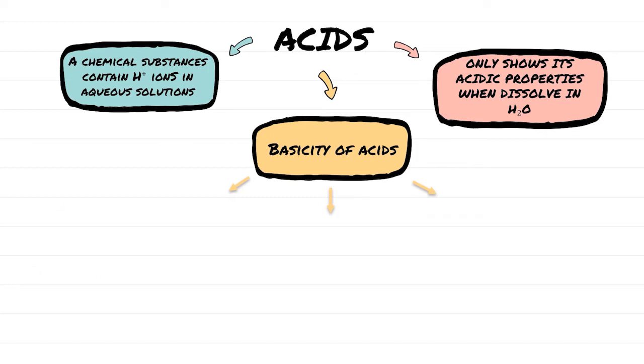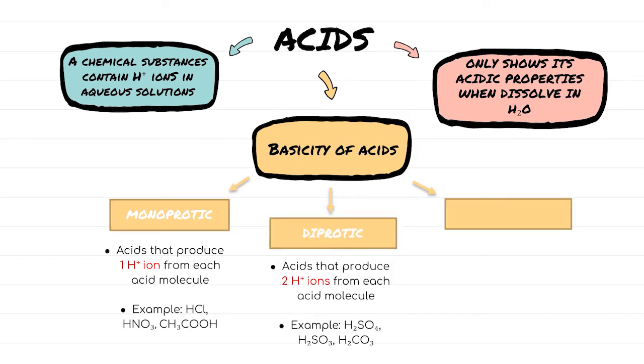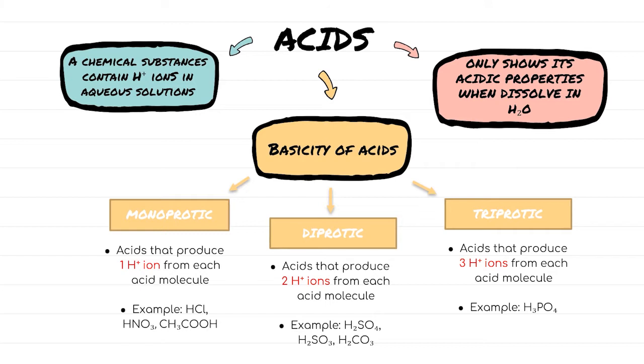We look at the basicity of the acid first. What does it mean by the basicity of the acids? It means the number of hydrogen ions that can be produced by an acid molecule that ionizes in water. For basicity of acid, we have monoprotic, diprotic, and triprotic. Monoprotic means an acid that can produce only one hydrogen ion from each molecule. For example, hydrochloric acid. You can see it has only one hydrogen ion.